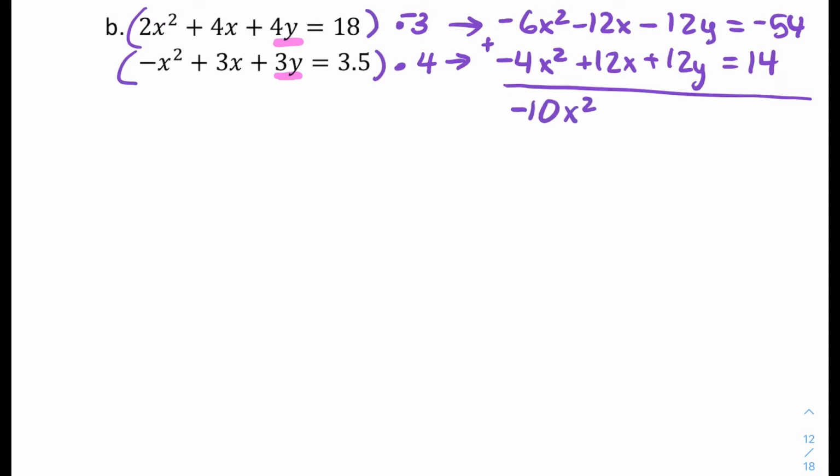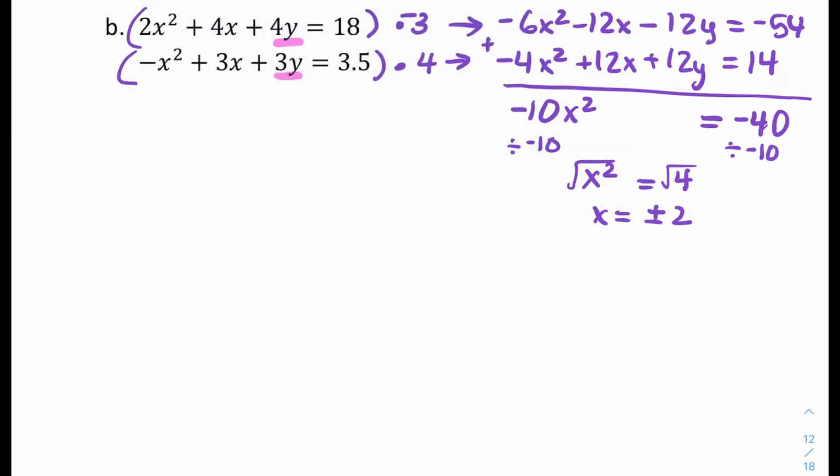Oh, my x's eliminate too. That's kind of nice. 0x and 0y equals negative 40. Then I can divide both sides by negative 10, which gives me x squared equals positive 4. Take the square root of both sides, and you get x equals, don't forget, plus or minus 2. So I have x values of positive 2 and negative 2, and I need to plug them both back into one of my original equations to get y.